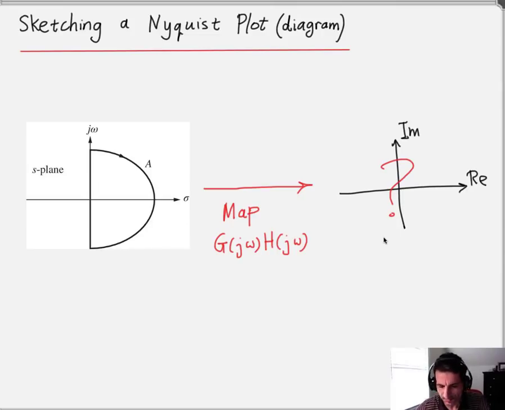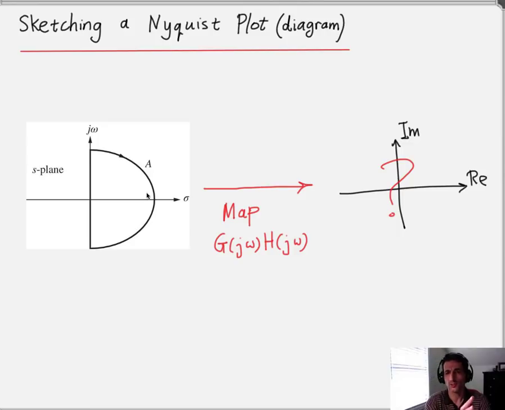All right, so in this part of the lecture, I'm going to show you how to sketch a Nyquist plot. If you remember the previous part of the lecture, I told you that the Nyquist criterion is all based on considering a contour A in the S-plane, where this contour encircles the right half plane, just like what you see. Of course, this is going to be an infinite semicircle.